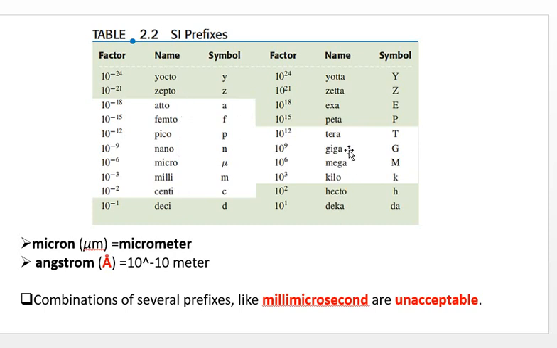For example, pag meron kang pico, that means 10 to the negative 12. Tandaan nyo ang ibig sabihin niya. Okay? So, you memorize. From deci, centi, milli, micro, nano, pico, femto, atto, zepto, yocto, deca, hecto, kilo, mega, giga, tera, peta, exa, zetta, yotta.